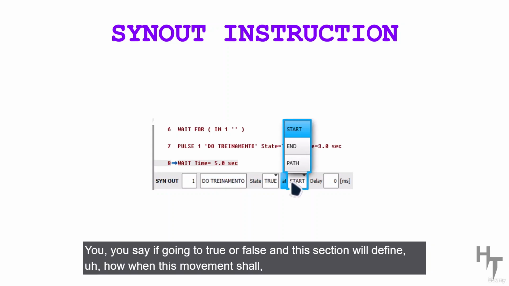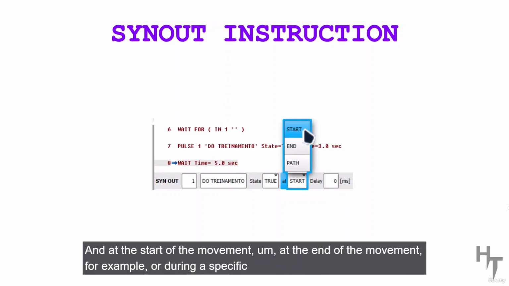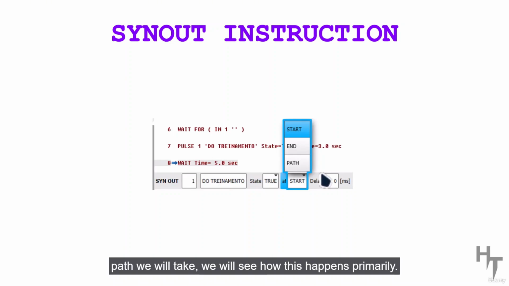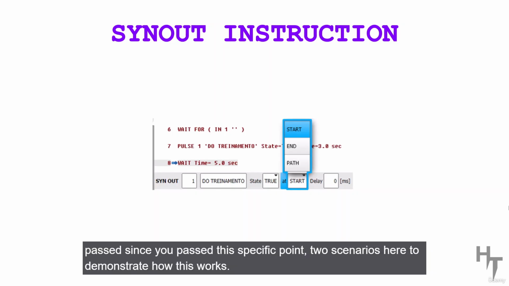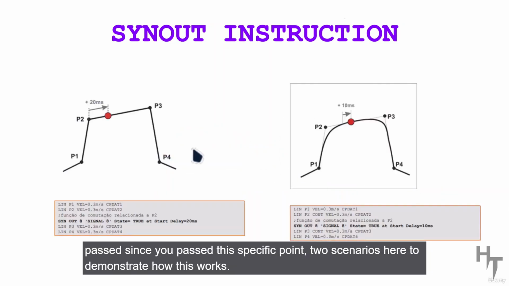Here you say if it's going to true or false, and this section will define when this movement shall happen: at the start of the movement, at the end of the movement, for example, or during a specific path. We will see how this happens shortly. And in delay, we can determine an offset. For example, wait until 20 milliseconds have passed since you passed this specific point. Two scenarios here to demonstrate how this works.